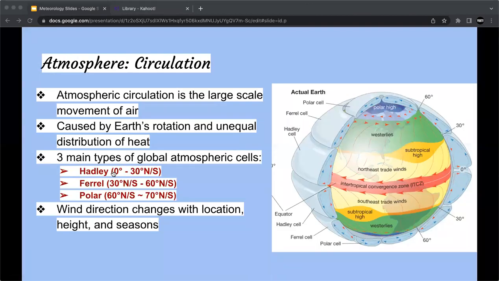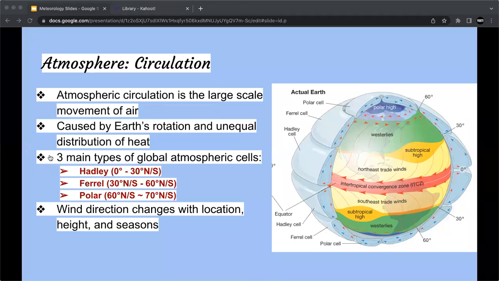Okay, atmospheric circulation. Atmospheric circulation is just the large scale movement of air. Air isn't stationary, so it moves around. This is caused by Earth's rotation, its everyday rotation around its axis, and also its unequal distribution of heat. Some places will be warmer than others, which causes the air to flow.